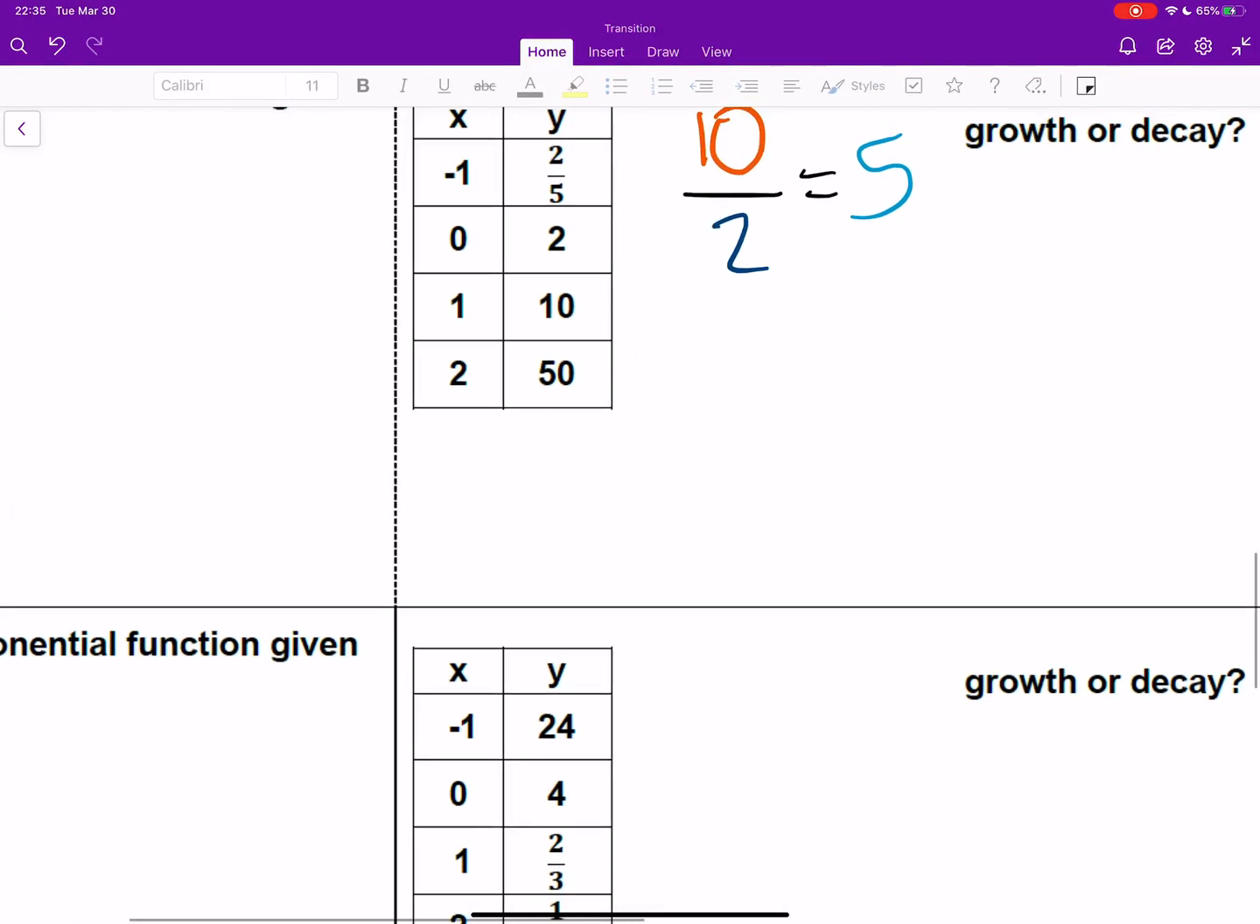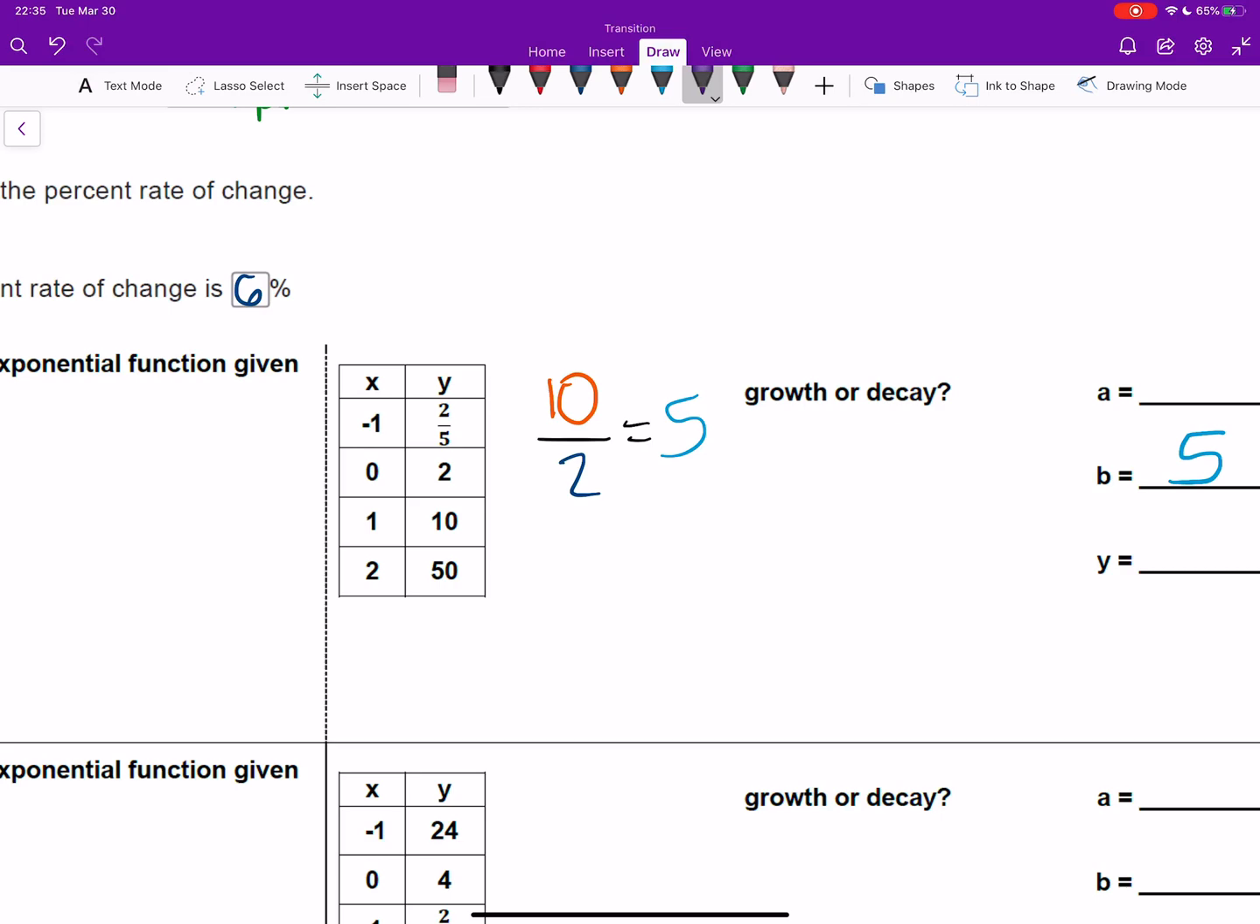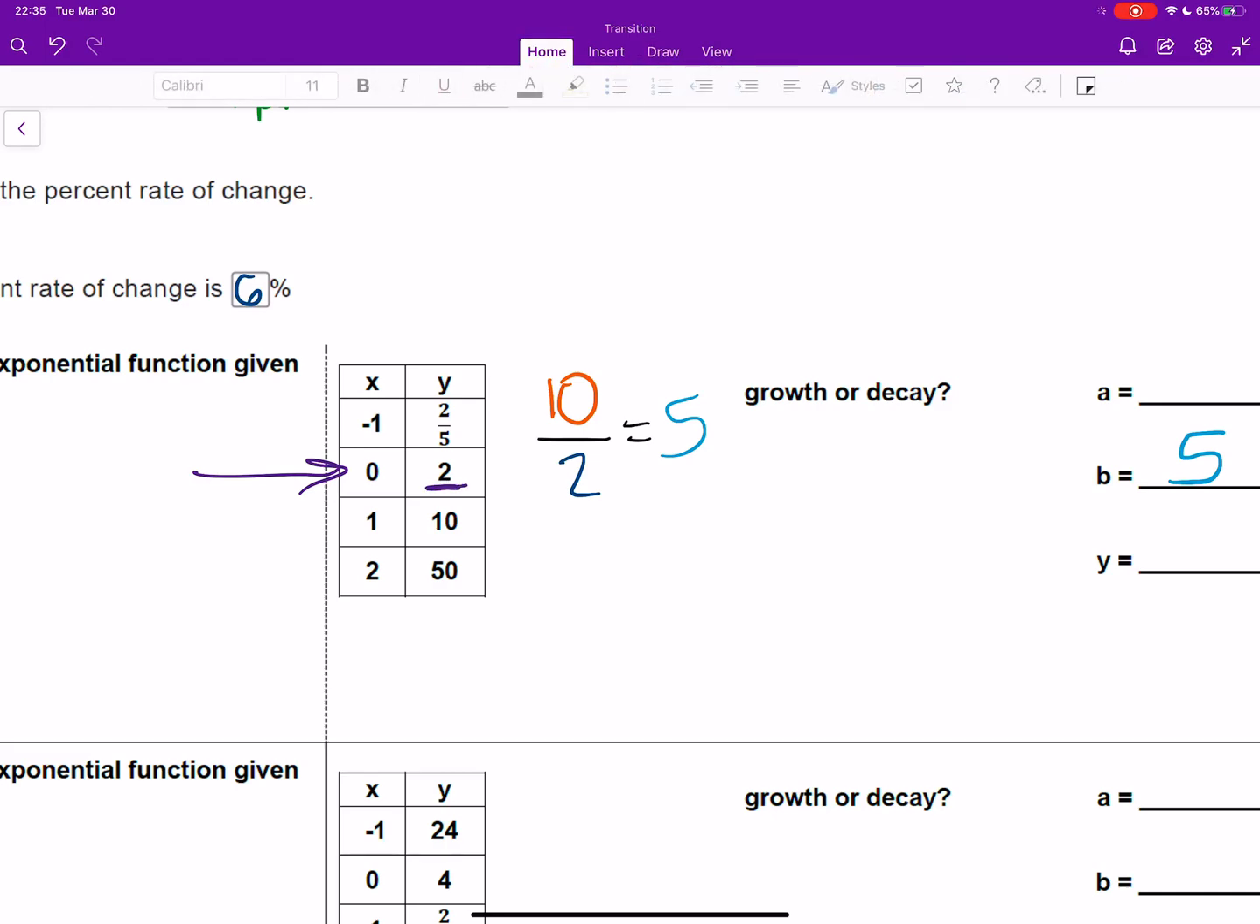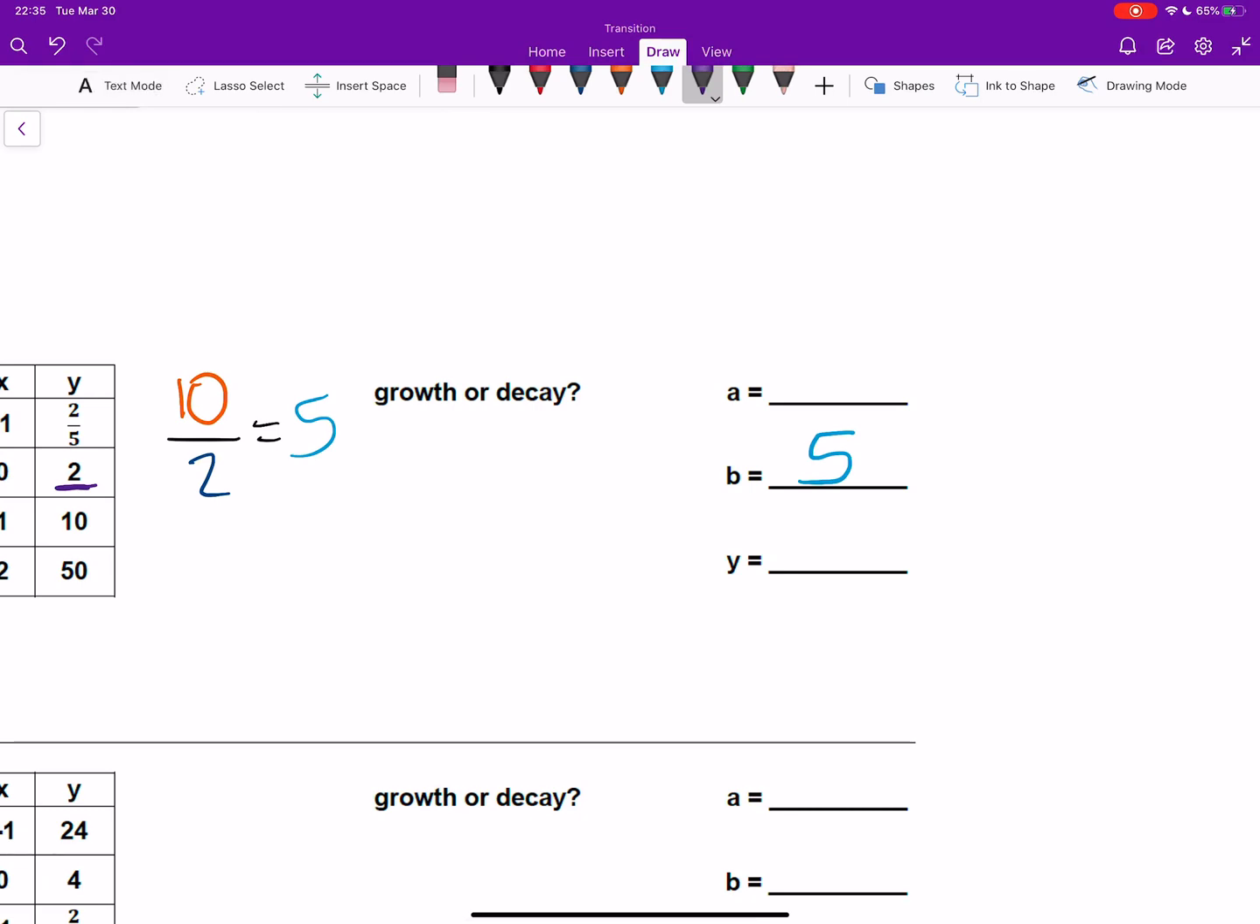So what I do is I look at my table and I ask myself, where in all of these values is x equal to 0? Well, how about right there? That looks like x equal to 0. And what's the y value associated with it? In this case, it is 2. So that means my y-intercept is 2, so my a value is 2.